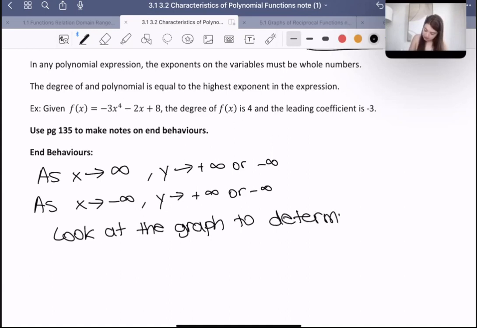Okay, if we have a graph, the easiest way to find the end behavior is to just look at it and determine what the end behavior is. Now, let's say that we're not given a graph, we're just asked to determine the end behavior, but we're not asked to also graph the function. Well, if that's the case, there is actually a shortcut for how to do this. So let's talk about that shortcut.